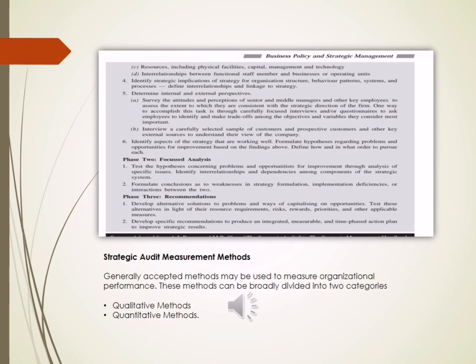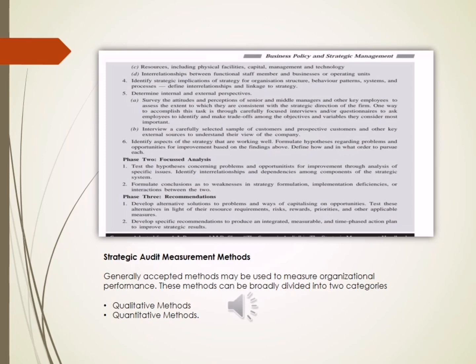Lastly, for phase 3, which is the recommendations. Develop alternative solutions to problems and ways of capitalizing on opportunities. Test these alternatives in light of the resource requirements, risk, rewards, priorities, and other applicable measures. Then develop specific recommendations to produce an integrated, measurable, and time-based action plan to improve strategic results.